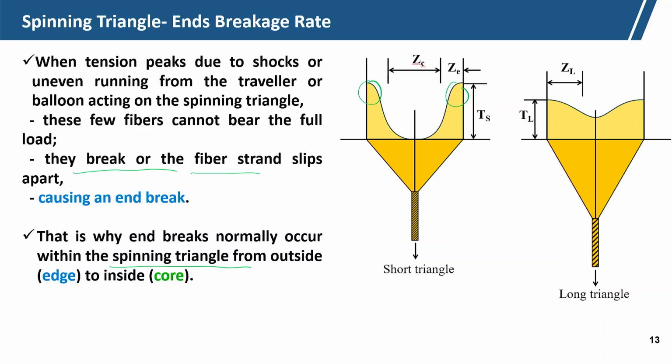to the core fiber. First these H fibers will break, then the tension will be shifted towards the few core fibers. So, unequal distribution of tension results in the breakage, but in case of a longer spinning triangle the force load distribution on fibers is almost uniform.